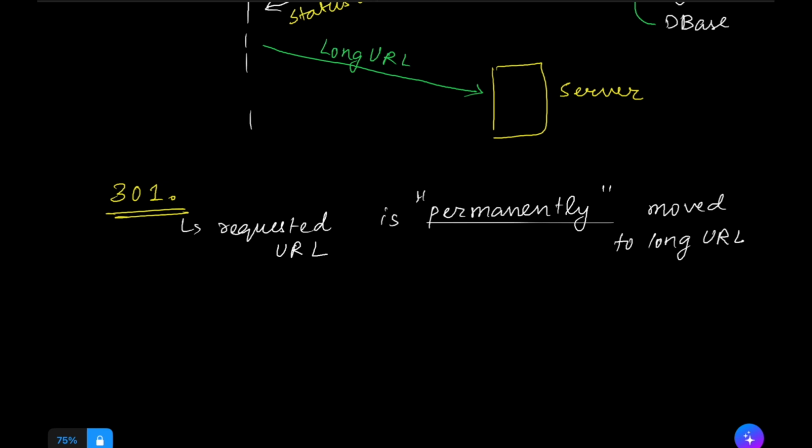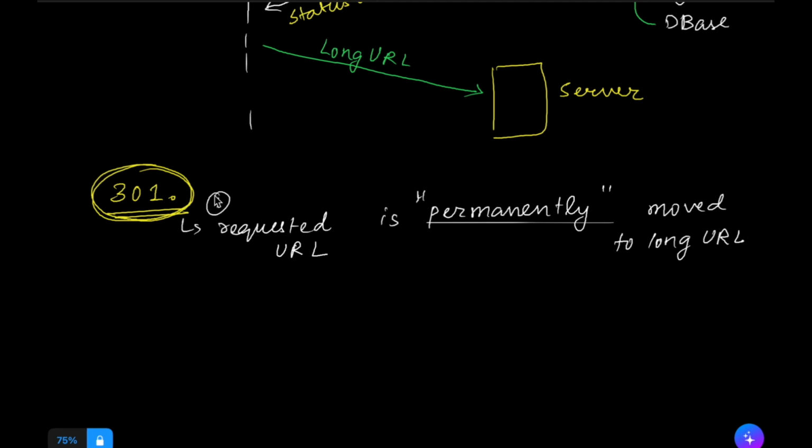So what it means is, the first time you click on the tiny URL, it goes to the server, gets the long URL, and along with that we get the status code 301. Whenever we get the status code 301, our browser will cache this mapping of the short URL to the long URL. So in future, this short URL won't be forwarded to the server to fetch the long URL. It will redirect directly to the actual server.